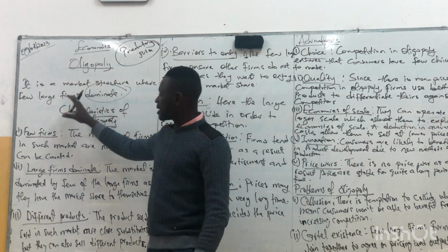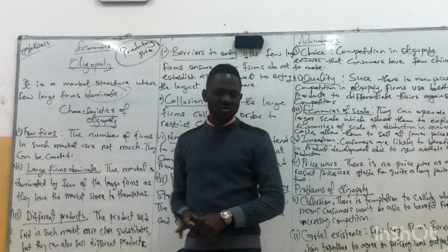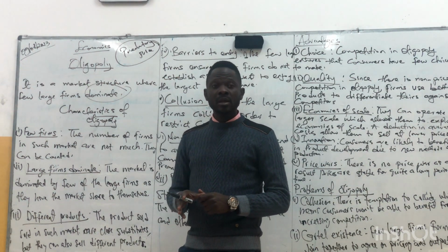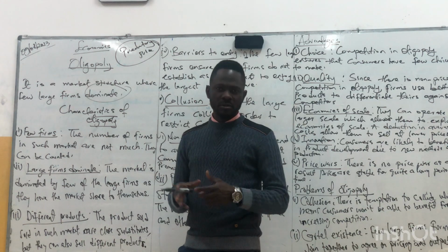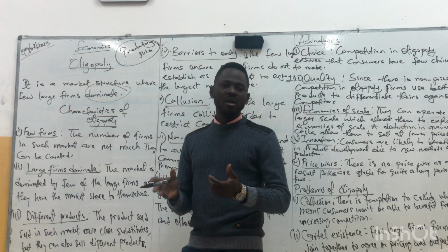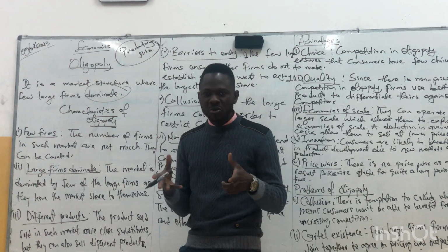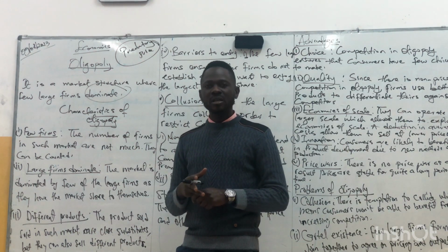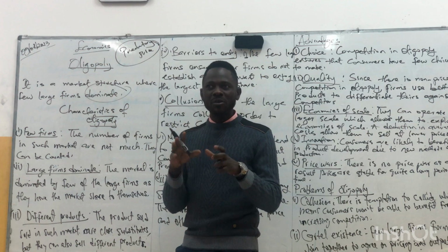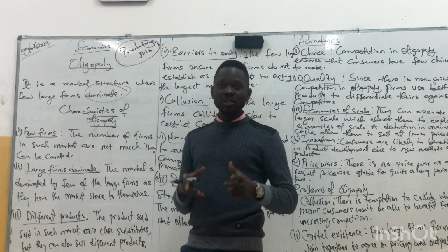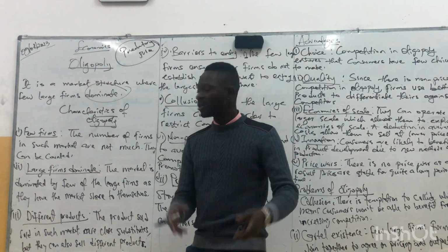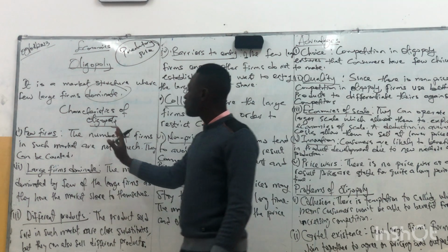Examples of oligopoly markets could be the banking industry, or the auto industry, the manufacturers of cars. We have a few large manufacturers of cars. So oligopoly could be exemplified by the banking industry or the manufacturing of cars. Now look at the characteristics of oligopoly here.